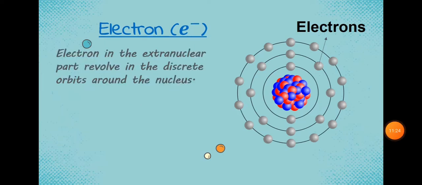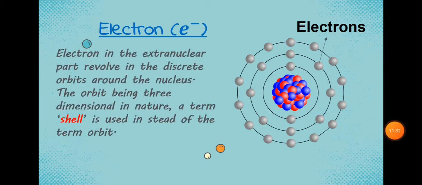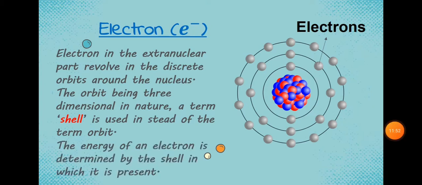And we know that the electrons always revolve in a particular orbit around the nucleus. As we have drawn in the diagram before, the orbit is always three-dimensional in nature, so a term shell is used instead of the term orbit. So we can say orbit, or we can also say shell. And the energy of an electron is determined by the shell in which it is present. As I said, for example, the last shell 30, second shell 20, and the first shell 10. This is just an example of an energy.